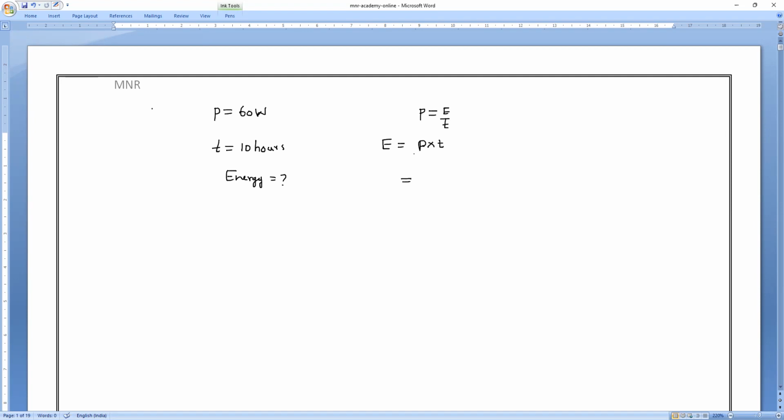So what is the power? 60 watt. But is it possible to substitute watts? Anybody? If you take energy, power must always be calculated in what? Everyone? Kilowatt. Correct? So 1 kilowatt is equal to, we all know, 1000 watts.